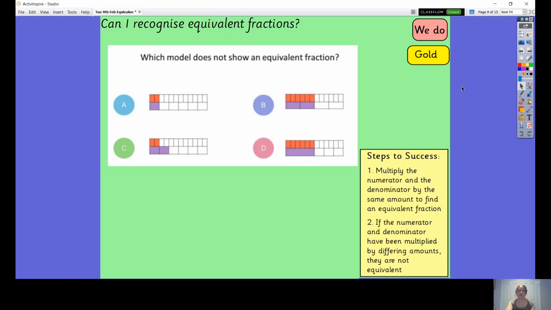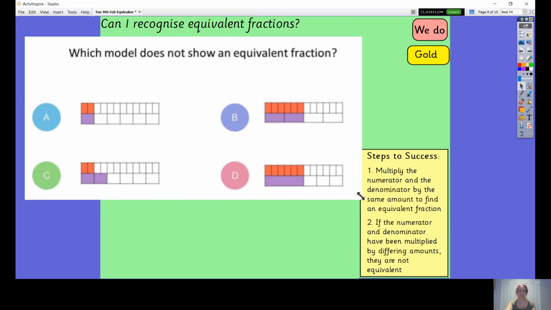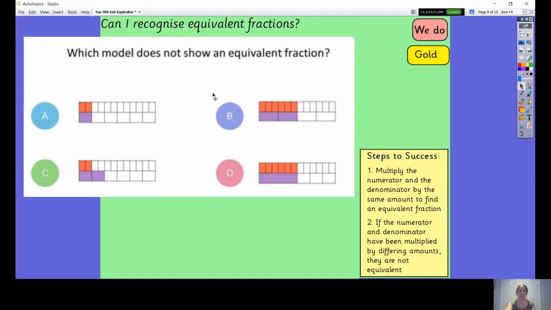Moving on. So I'd like to have a look at this one. The question is, which model does not show an equivalent fraction? And then if you can tell me how you know. You might be able to see from the picture. Pause and have a look. Which model does not show an equivalent fraction and how do you know?